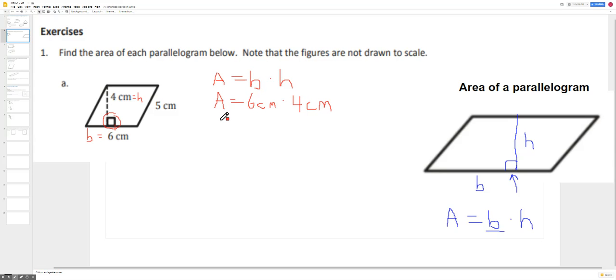And now we just do the multiplication. The area equals 6 times 4 is 24. And because we're finding the area, we have to multiply the centimeters together. Centimeters times centimeters is centimeters squared. And so there you go. As you can see, it's very similar to finding the area of a rectangle or a square. We just simply have to find this 90-degree angle right here. As I said, very, very important.